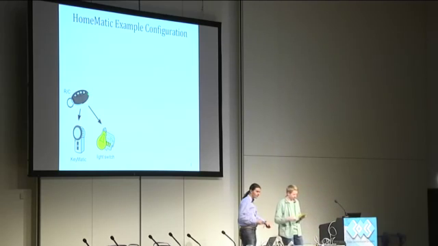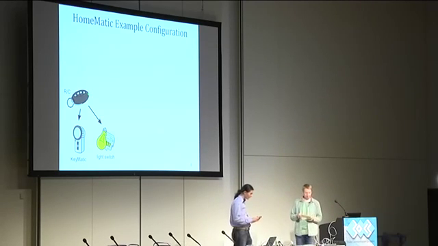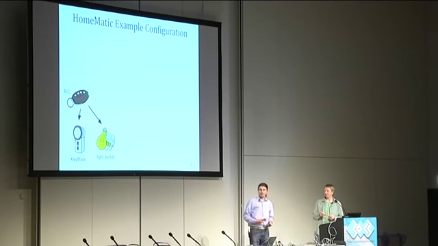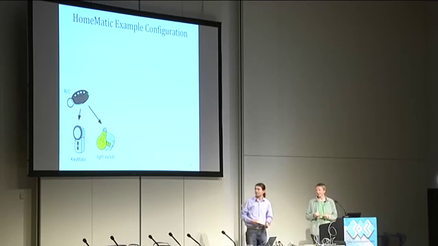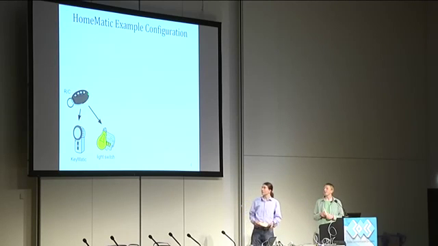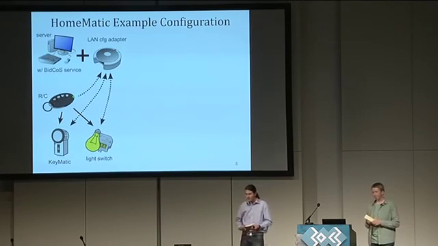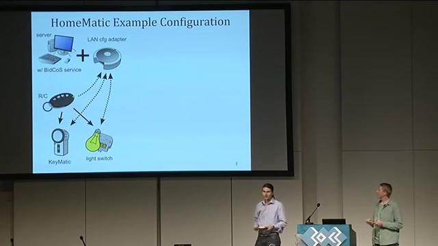So let's show an example configuration. Maybe you want to start with some kind of starter kit. Maybe you want to unlock your door and switch on the light with a remote control. And if you're satisfied, maybe you want to add further components to the system. And therefore, you may want to have a control center.